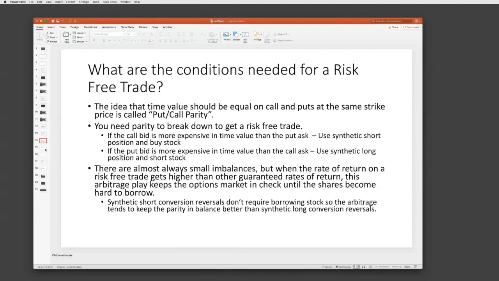So arbitrage, there's a lot of players in the market, especially professional players that are arbitrage players. This is all they do, is look for arbitrage opportunities. There's a number of different ways to do it, and the conversion reversal is just one.